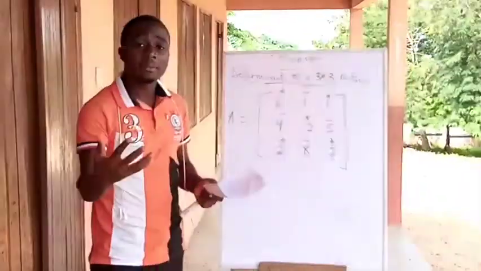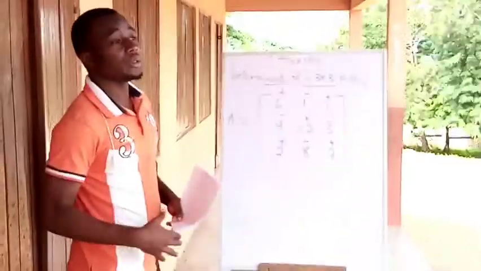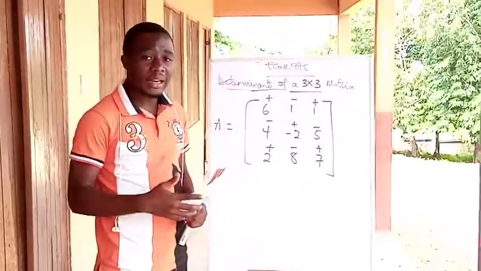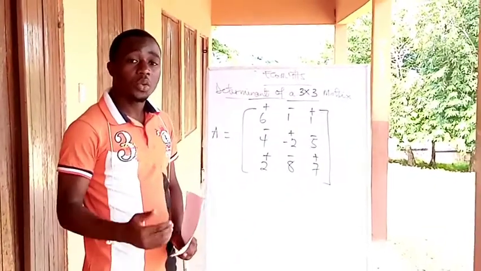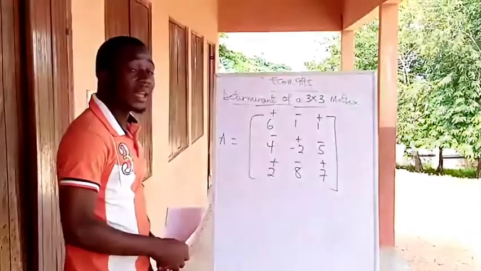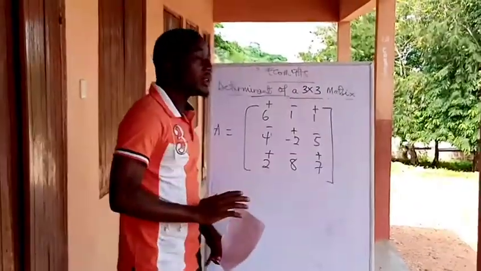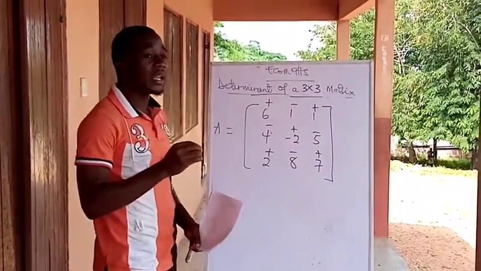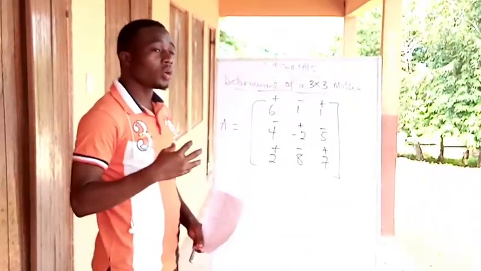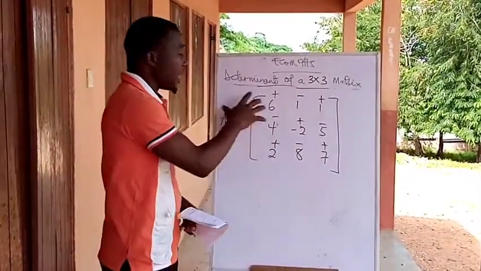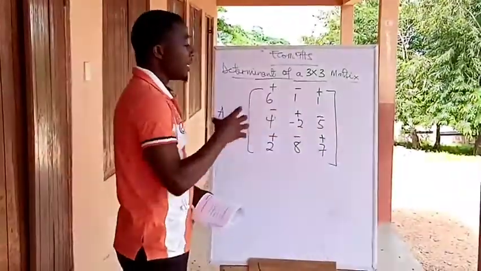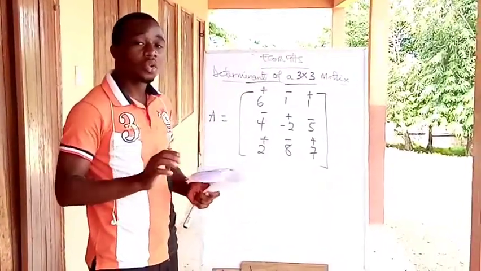So how do you find the determinant of a 3 by 3 matrix? The first thing you need to ensure is that it is a square matrix, as I earlier said. In this case, it is 3 by 3, so the number of rows equals the number of columns. So it is possible to find its determinant. The needful thing to do is to select a particular row or column that you want to use in your calculation. For simplicity, I want to select the first row, whose elements are 6, 1 and 1. Don't forget that you can select any row or column at all.